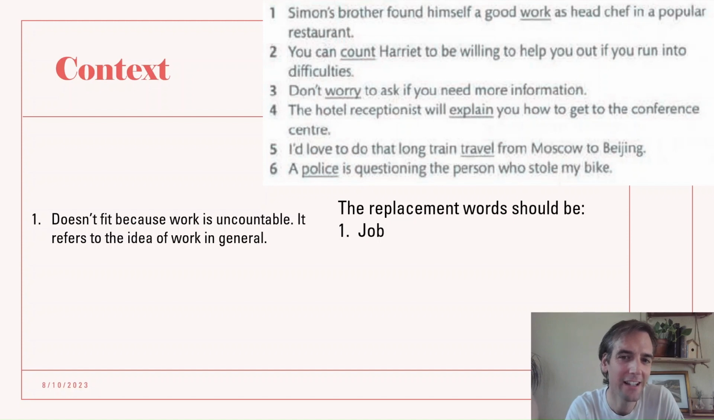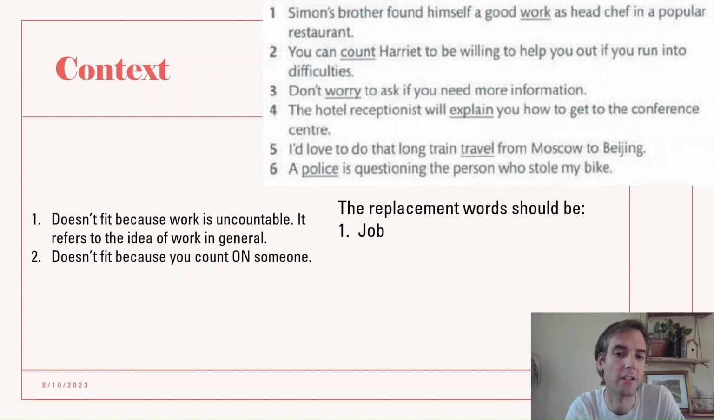Number 2, count Harriet to be willing. Sounds sort of okay, but it's not quite right because there's a better word. Count doesn't work because you can count on someone to be willing. You trust someone. So here, this is typical Part 1. The prepositions matter. Count would not be the correct option because there's no preposition. If it said on, then count would be a correct option.